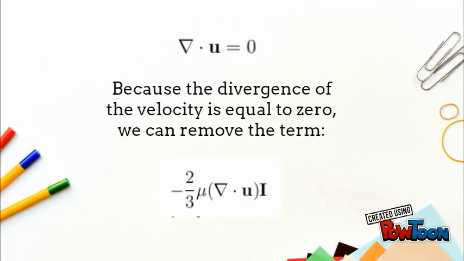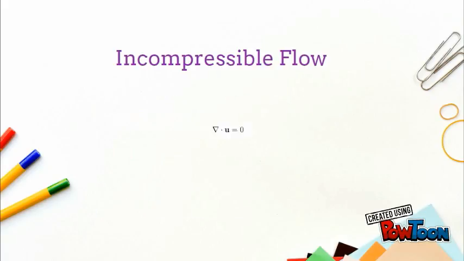For incompressible flow, the continuity equation yields as on the screen. Because the divergence of the velocity is equal to 0, we can remove the term from the formula as follows, from the viscous forces term in the Navier-Stokes equation in the case of incompressible flow.